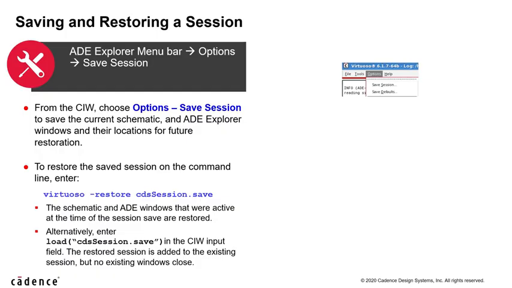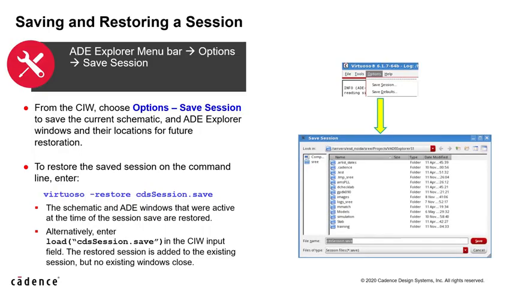If you are done with your work for the day, wish to quit and return another time, you can choose to save the current schematic and ADE Explorer windows and their locations, which you can restore later. From the options menu, you choose Save Session. This brings up a form in the same name. In this form, specify a file name and it is of the type .save.